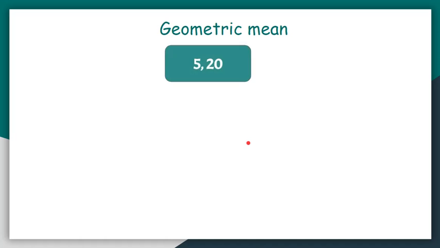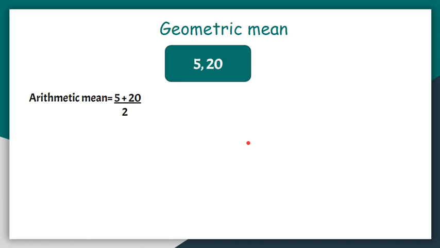Now suppose you have two numbers, 5 and 20. If I ask you to calculate the arithmetic mean, meaning the normal mean, the average, what will you do? You will simply add 5 and 20 and divide by 2. You get 12.5 as the answer.